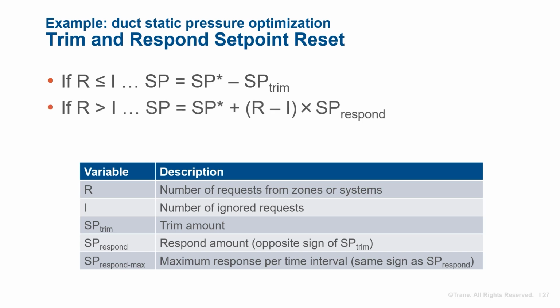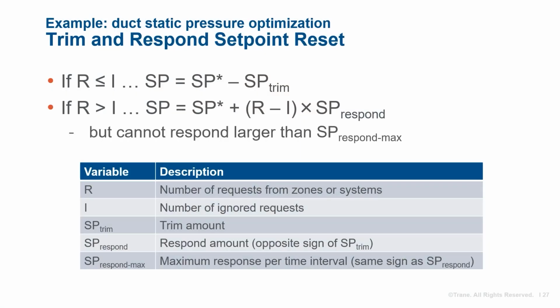If the number of system requests is greater than the number of ignores, the loop will respond by multiplying the number of requests greater than the ignores by the respond value. You should note that the system will always trim at a constant rate, but can respond dynamically based on the number of requests. This allows the loop to respond more quickly to satisfy zones when requests are high. A maximum response value is present to limit how much the set point can change, so an extremely high number of requests does not cause a dramatic set point change.